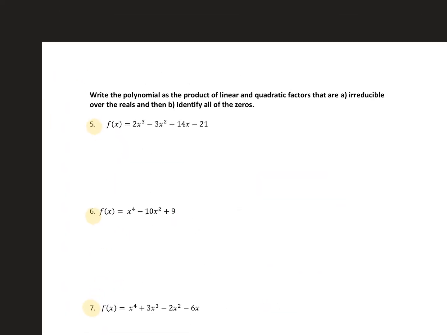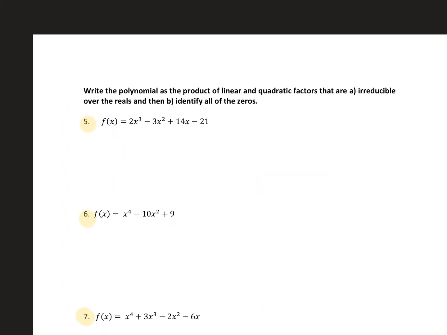All right, so let's take a look at number 5. Here we have to write the polynomial as the product of linear and quadratic factors that are irreducible over the reals, so it's asking us for that, and to identify the zeros. So we have to factor these.